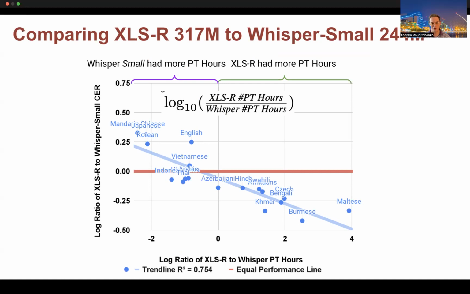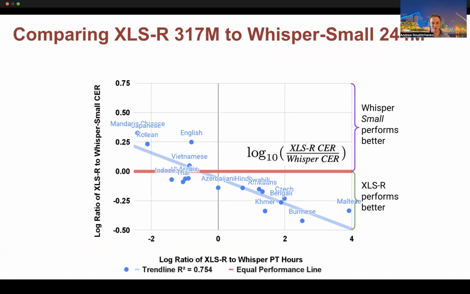So on the right side, we have XLSR saw more hours of data for that language. On the left hand, we had that Whisper small saw more hours of that language. On the y-axis, we have the relative performance. So the red line means equal performance. Above that means Whisper small performed better. Below that means XLSR performed better.